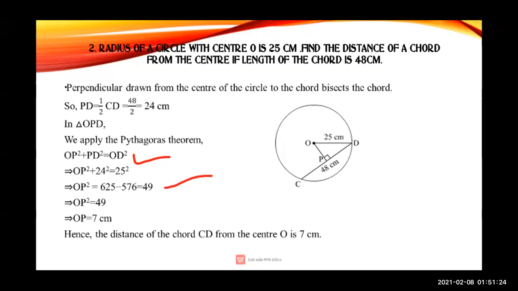Now 49 is the square of which number? It is the square of 7, because 7 sevens are 49. So OP square equal to 49. So OP will be 7 centimeter. So we got the answer that the distance of the chord CD from the center O is 7 centimeter. The distance, because we have to find out the distance from the chord to the center. So that was our 7 centimeter.